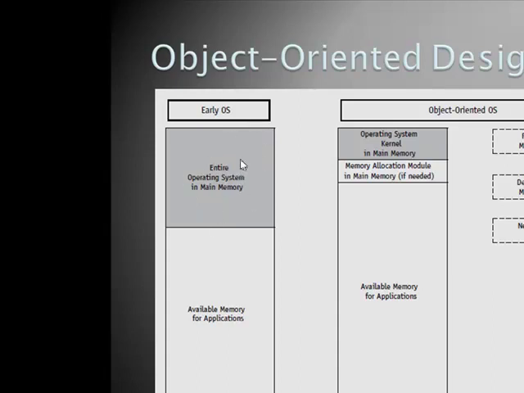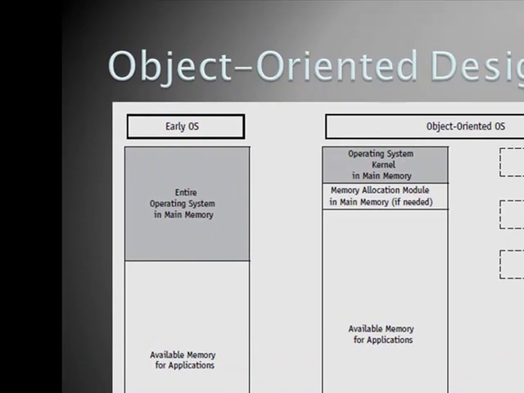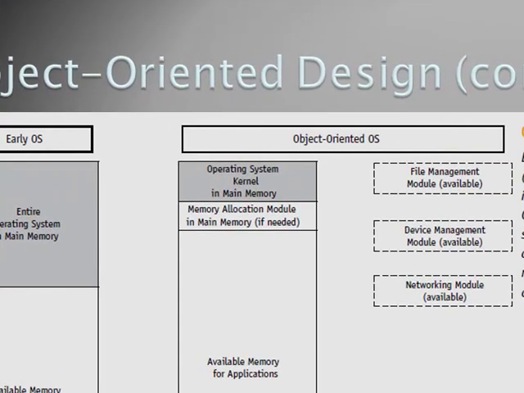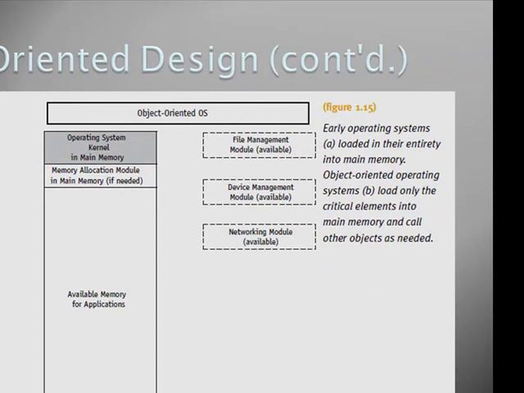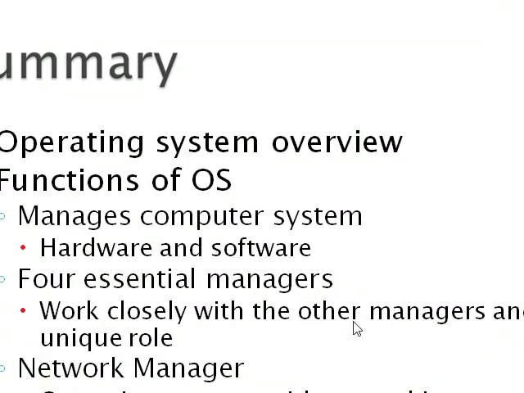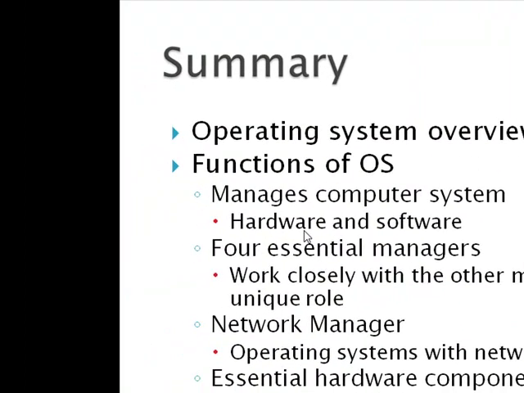This is the previous operating system loaded into main memory and the rest available for applications. The operating system kernel in main memory basically only loads half of the components, right? Not all the components. The rest of the component modules are stored and requested on demand. All right, so basically, in summary, operating system.